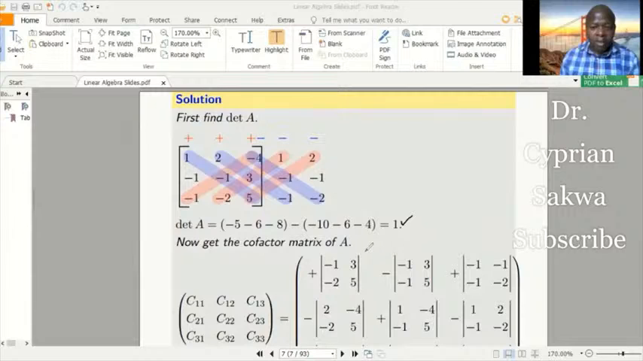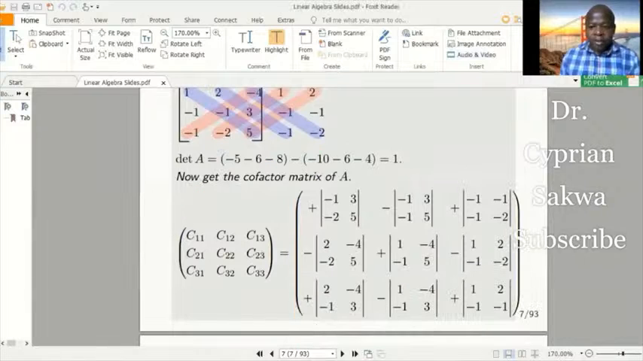So I now have the determinant. What I want to look for is the cofactor matrix. And then, after getting the cofactor matrix, I'll find its transpose, and that will give me the adjoint.